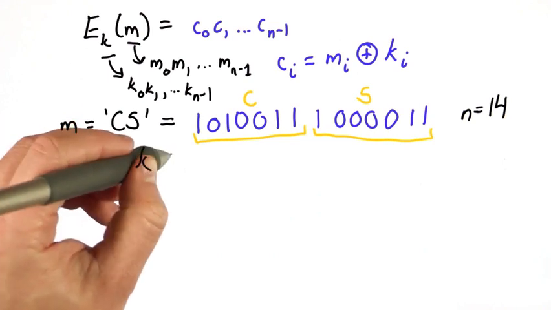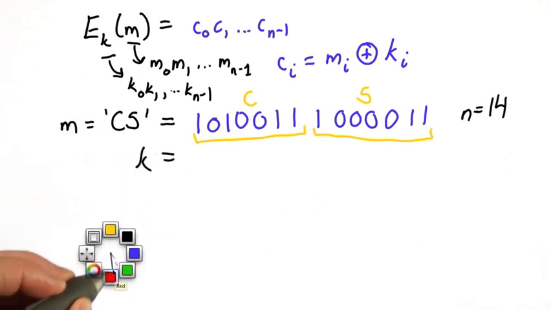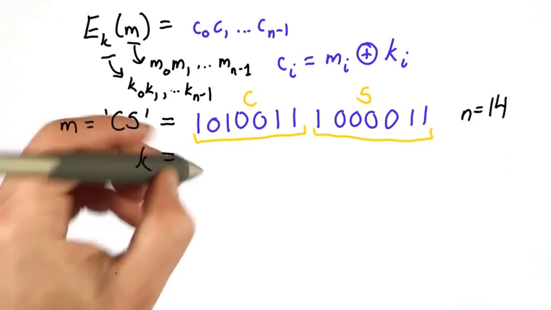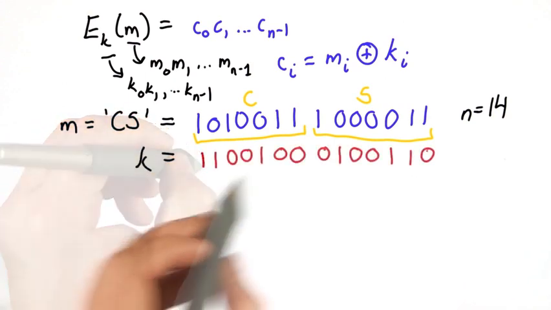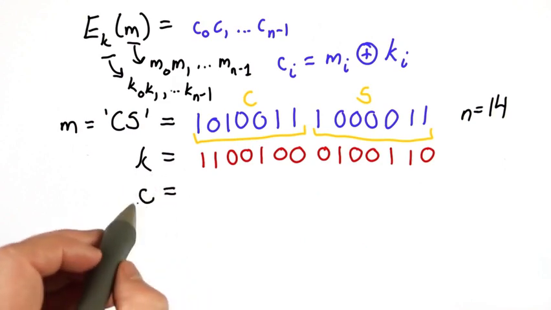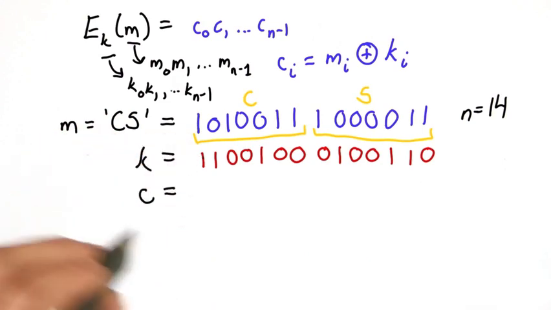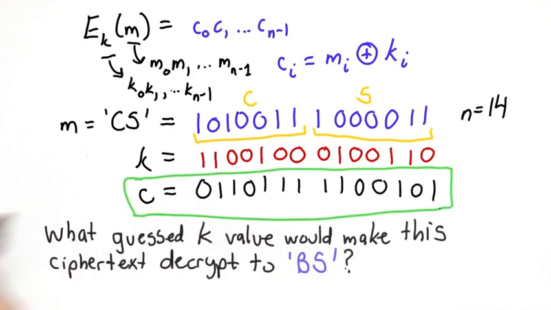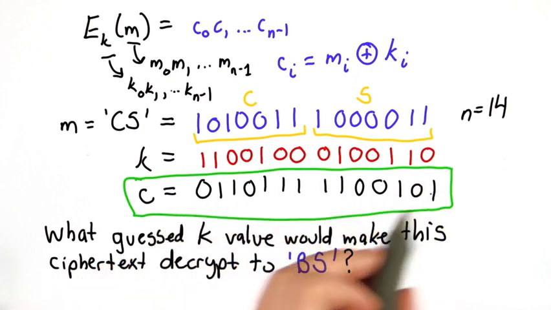So let's pick our key. And we're just going to make up a random key now. Actually, finding random values is very important in cryptography, and we'll talk about that in a later unit. But for now, let's just make one up. So suppose this is our key. Then the ciphertext is just the result of XORing each message bit with the corresponding key bit. So that's our ciphertext.